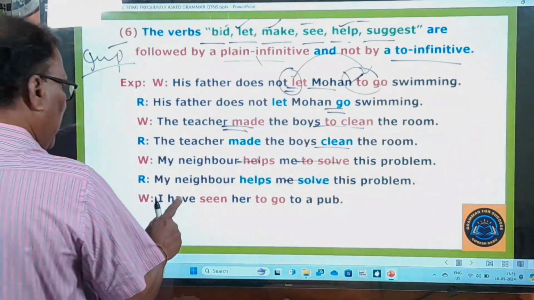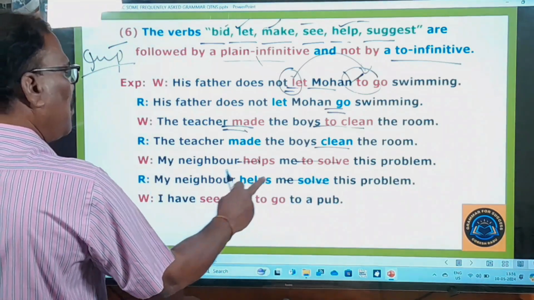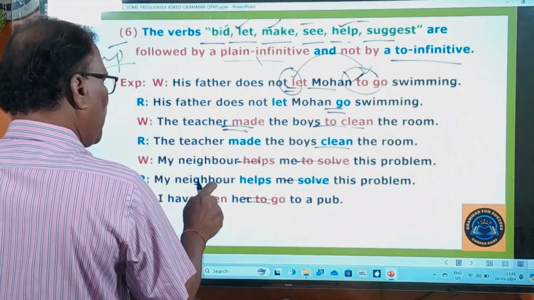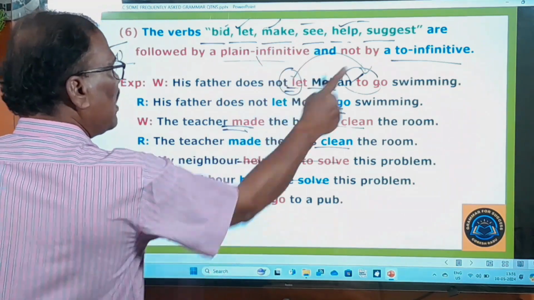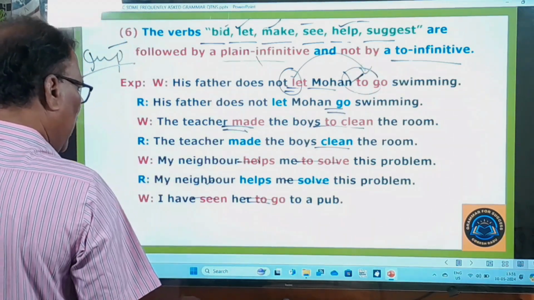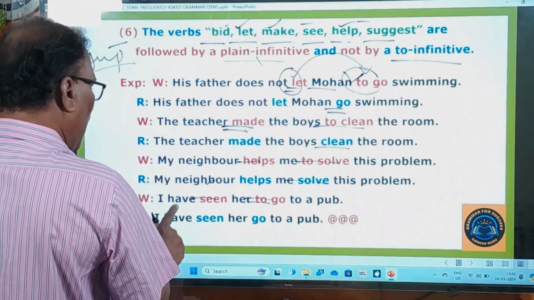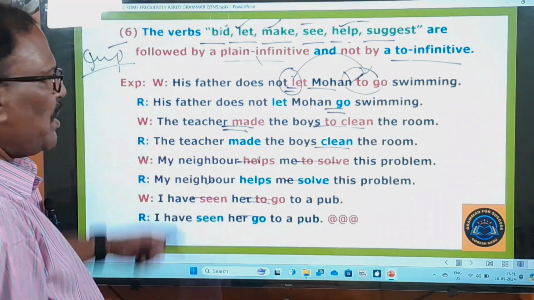And the last example: I have seen her to go to a pub. To go. This verb see is also there. The verb see also doesn't take a to infinitive after it, but only a plain infinitive. Therefore, the sentence must be: I have seen her go to a pub. Please keep this rule in your mind.